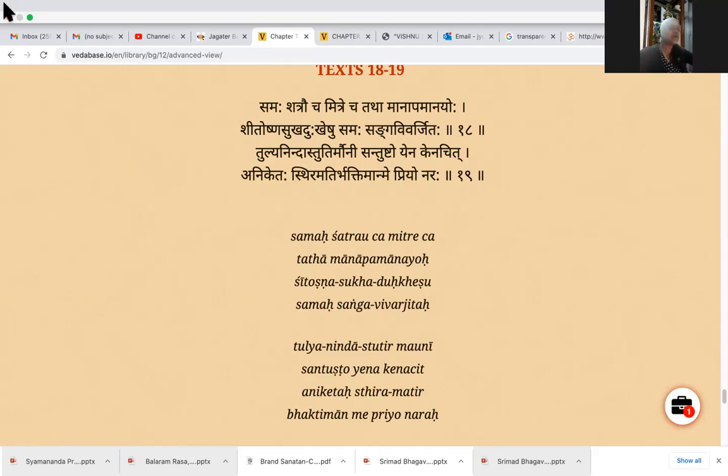Let's just try. Tatha is a fairly easy word, so let's just try repeating this one last word. Let's just repeat it to ourselves a few times, and then we can recite it with the rest of the line. Manapamanayoho. Correct. Manapamanayoho. Very nice.